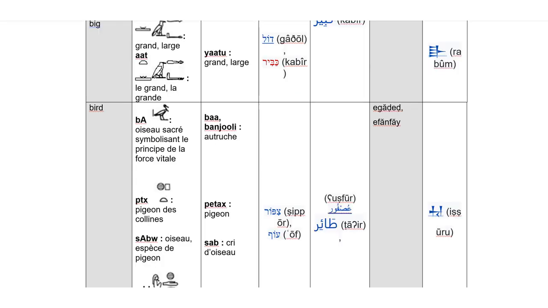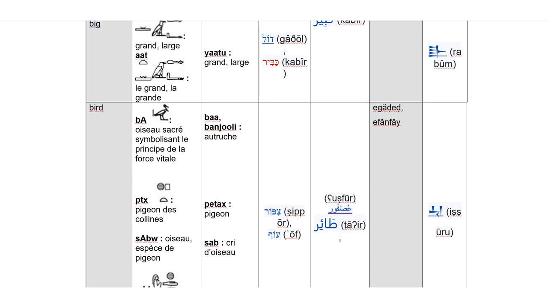Here also you have the word big, for example, art, and in Wolof, Yatu, you can see the correspondence, and in Arabic and Hebrew, Kabir, etc. No matching. For bird, we have different names of bird in ancient Egyptian, and you can see exactly the same word nearly in Wolof. You have Ba in ancient Egyptian. This is a sacred bird which symbolizes life forces. And you have in Wolof Ba, Banjoli, the same word.